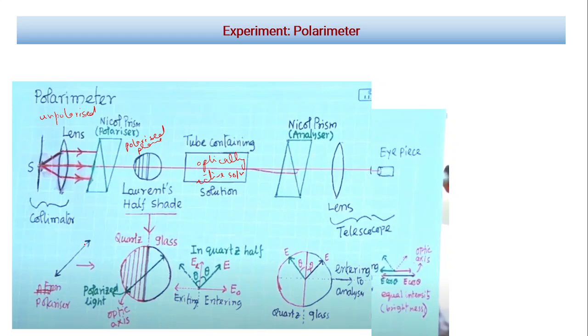But if you watch the lecture video again, it is explained in detail how this works to give us very good intensity of light. Otherwise the light is not completely cut off, so it's difficult to find at which angle exactly it's getting completely dark. So to get good intensity and good darkness, we use this Lorentz half shade. When we rotate it through 360 degrees, we'll get 4 times high intensity and 4 times darkness. So this was the basic of the experiment.